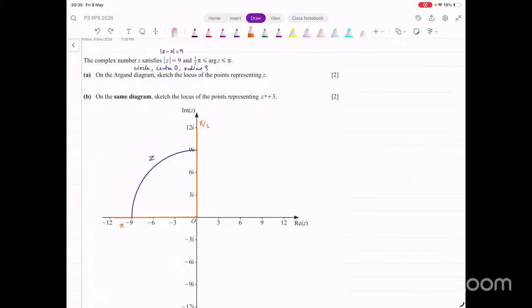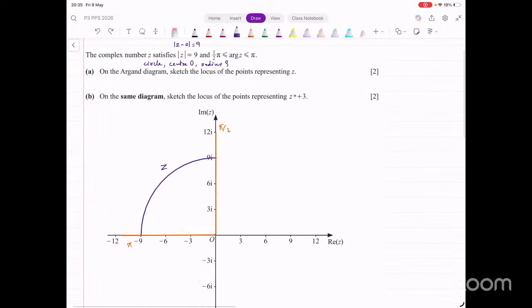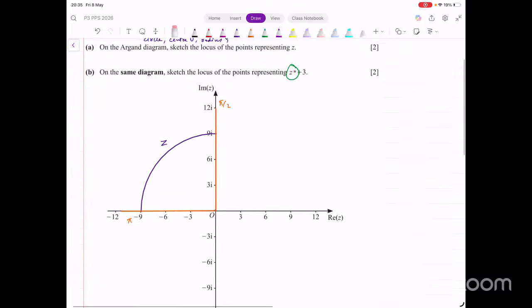Okay. Now they're saying on the same diagram, sketch the locus of z conjugate plus 3. What is this going to be now? What is z conjugate? When we find the conjugate of something, the imaginary part flips, and we have seen questions like this in recent past papers as well, where they ask you for the geometric effect of taking a conjugate of a complex number. What is that geometric effect? Reflection in the x-axis. Why does that happen? Because the imaginary part flips.